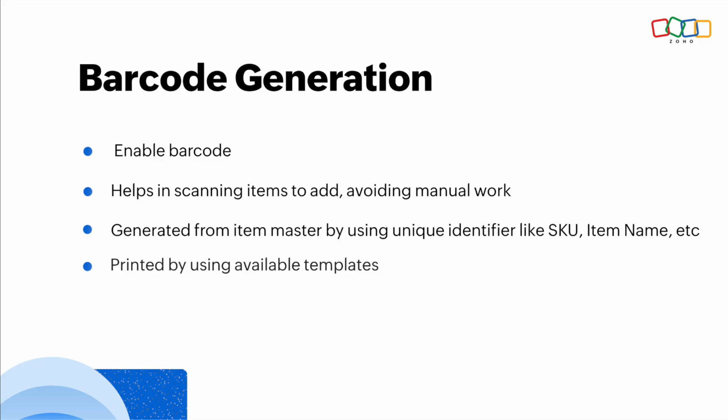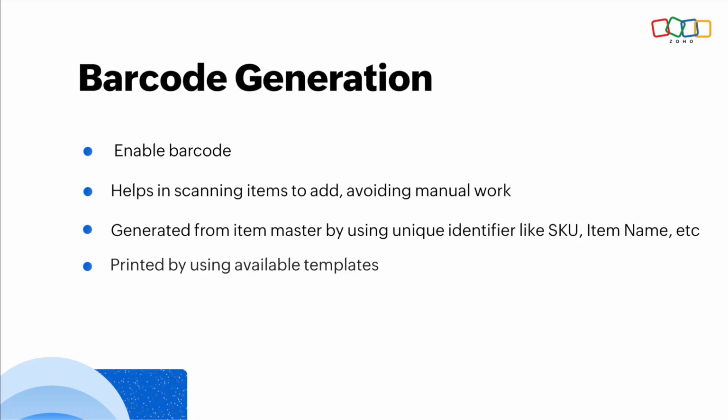After creating an item, whenever you create any transactions, you will have to manually search for the item and select it here. Instead of doing this manual work, you can generate barcodes for the items, with which you can easily scan the barcodes and have the items added into your transactions. In Zoho Books, you can generate barcodes by using unique identifiers like SKU, item name, etc. And you can also print the barcodes with the available templates.